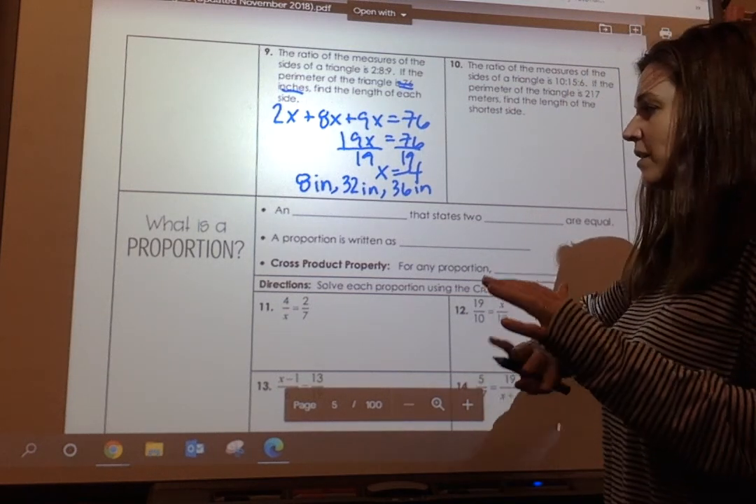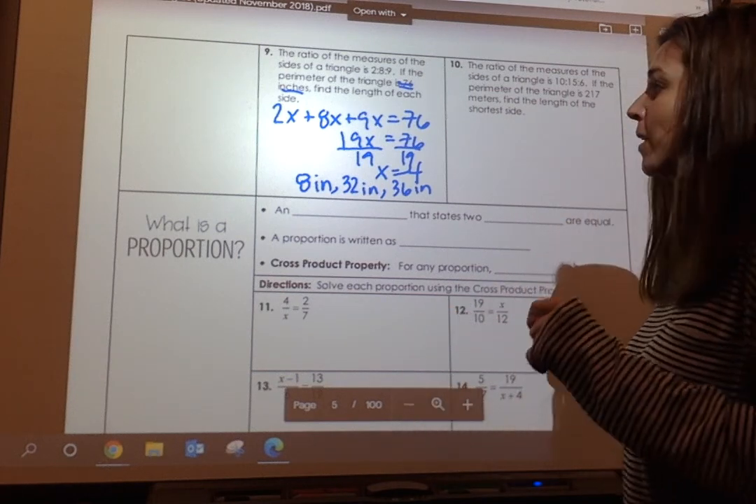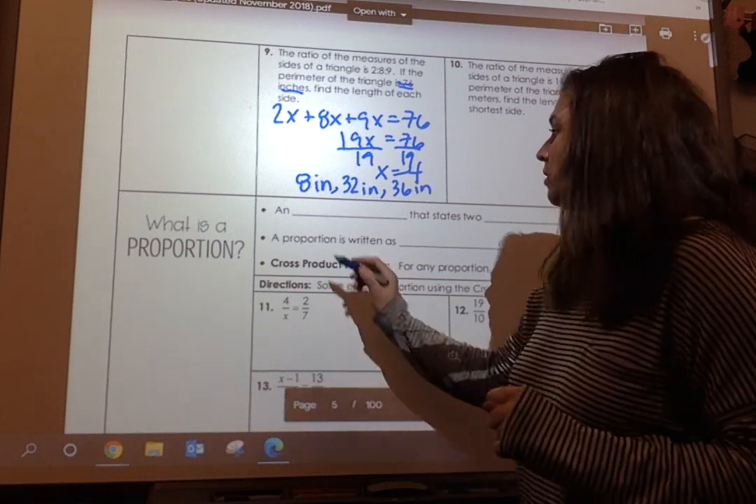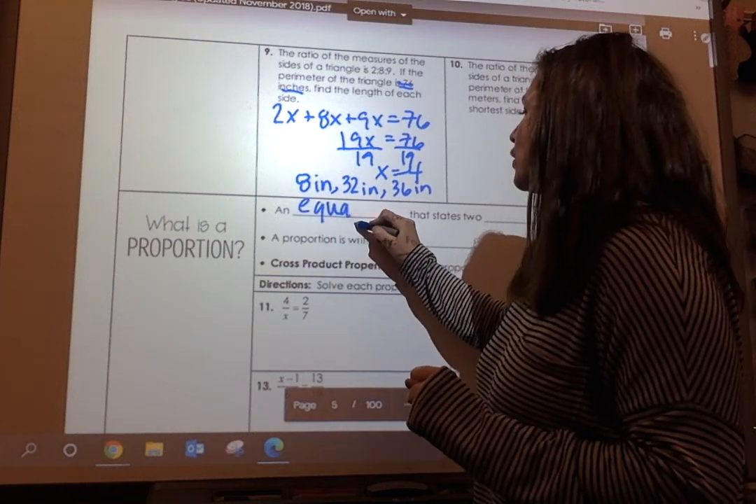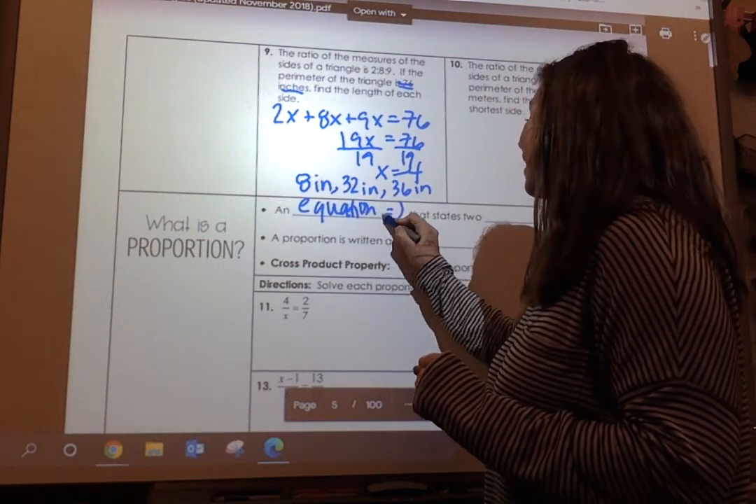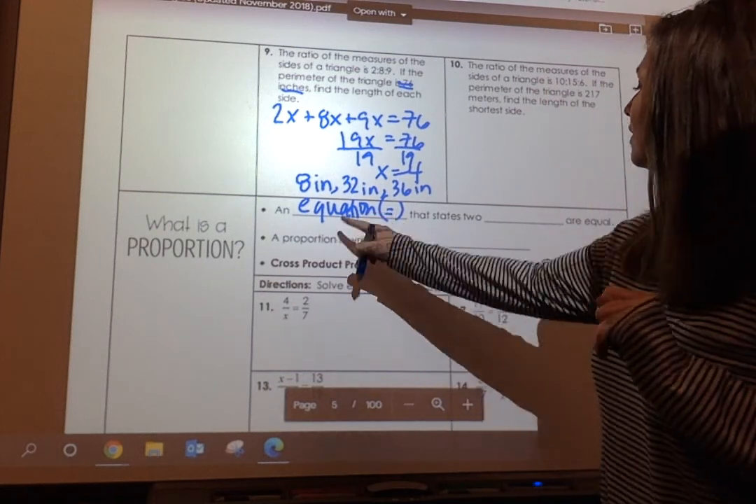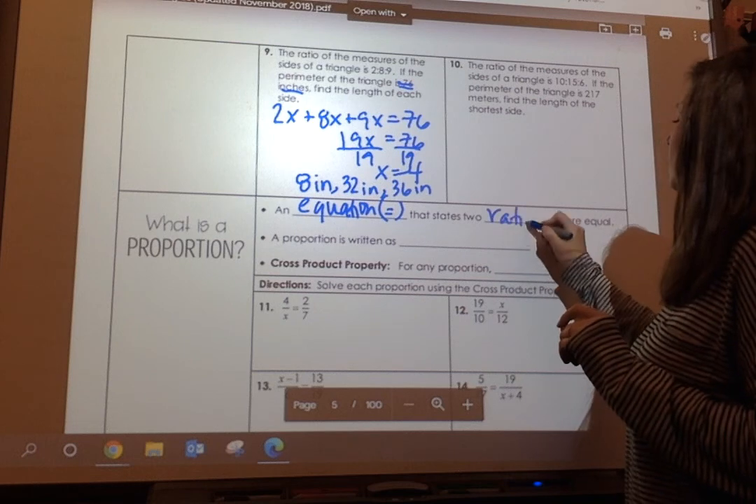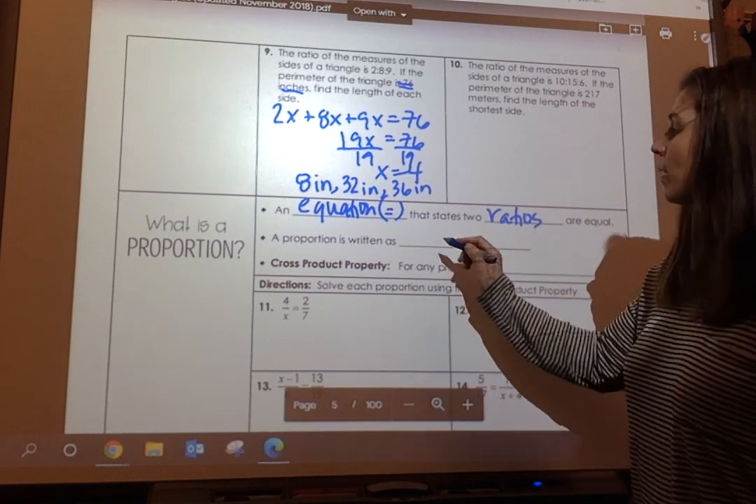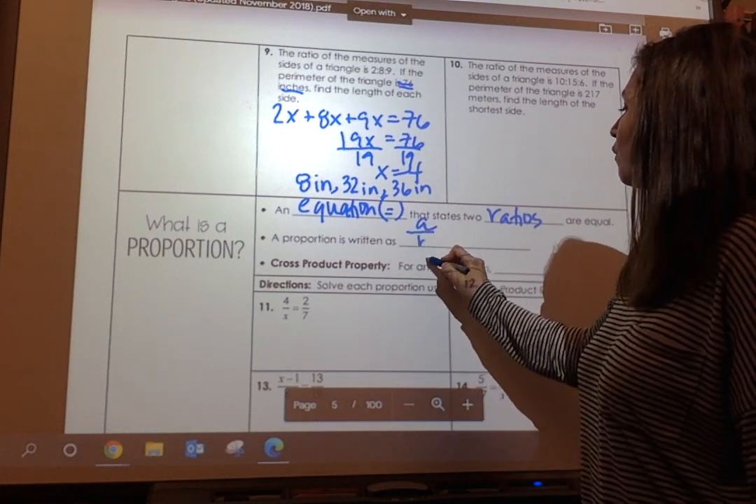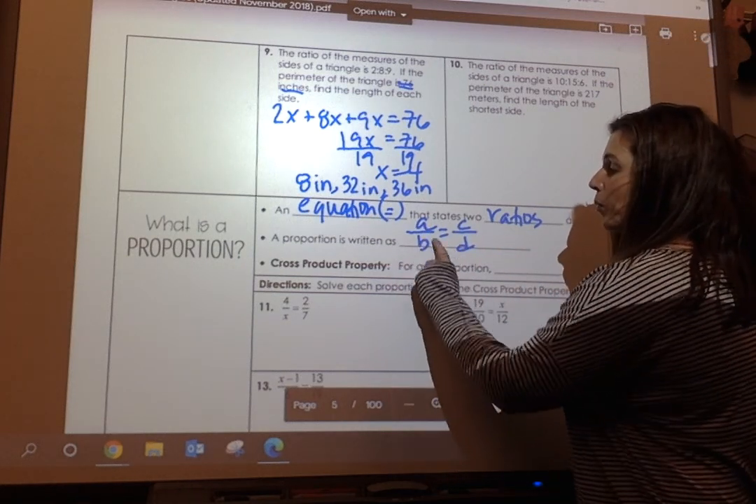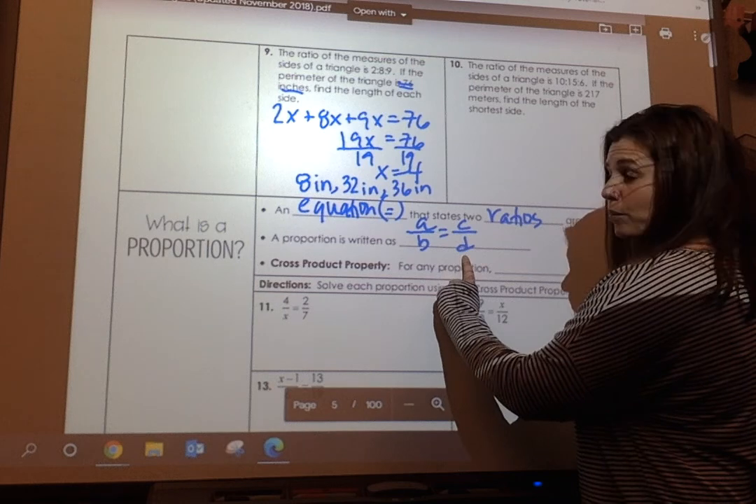Okay, so the next one, this is straight out of a review from last year, but what is a proportion? A proportion is an equation, and what does an equation have? Well, it has an equal sign. That's what makes it an equation. It's an equation that states two ratios are equal. And a proportion is written as A over B equals C over D. Here's my equality. One ratio is set equal to another ratio.